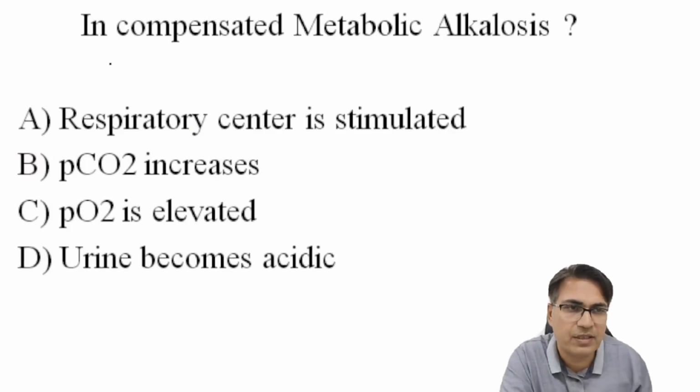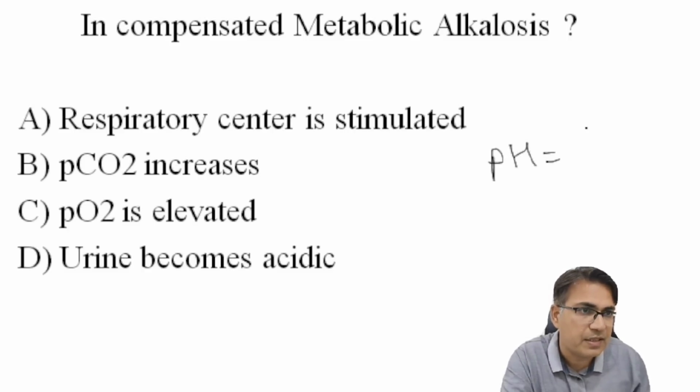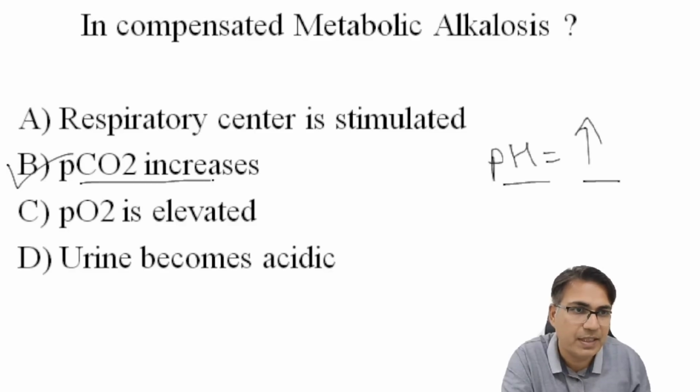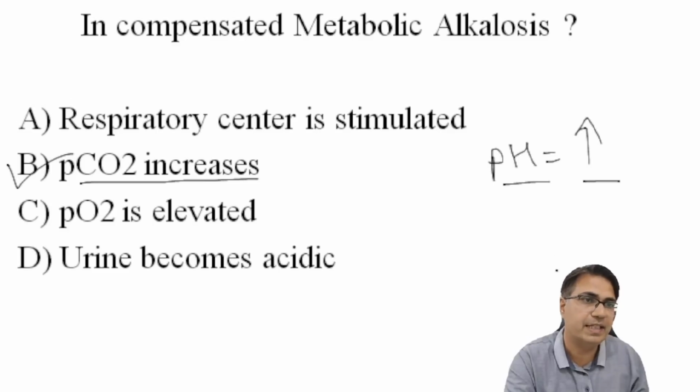Here is the next question. What will be in compensated metabolic alkalosis? Remember this: alkalosis, pH is more, and in metabolic, bicarbonate and PCO2 level are in the same direction. So pH is more, so PCO2 and bicarbonate will be increased. So here the answer will be PCO2 is increased.